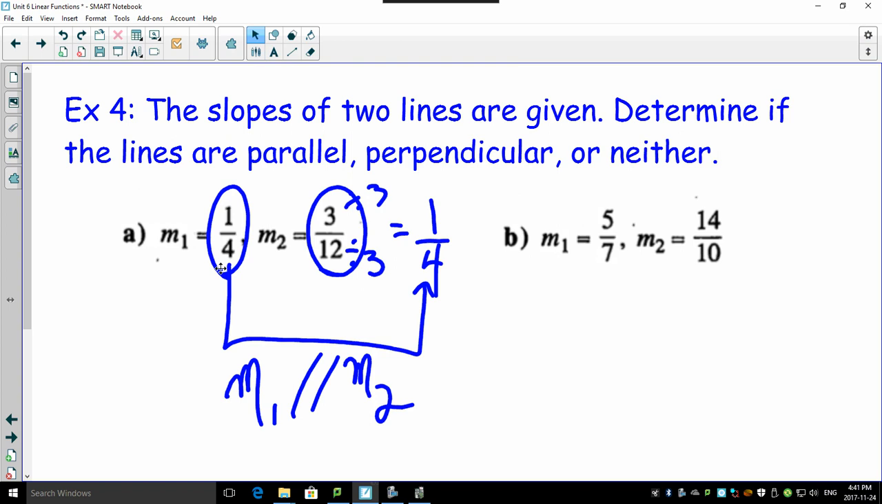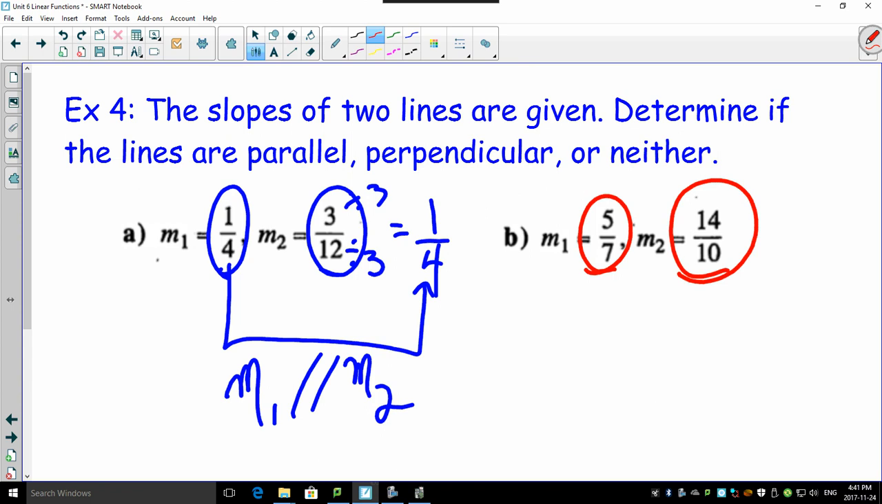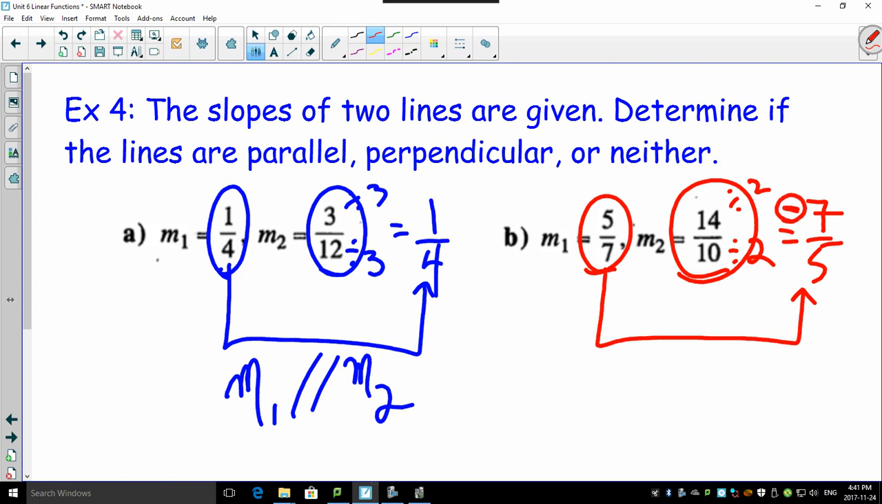Let's look at B then. Now, look at this one. This one says 5/7. This one says 7/10. Wait, we can divide this by 2 and divide that by 2. That gives us 7 over 5. And if you look, this is the reciprocal, but is it a negative? No, it's not. They're not negative of each other. If there was a negative up front here, then they would be perpendicular. So these guys, in fact, are neither. They're neither parallel nor perpendicular. They're just two different lines. That's it. So you see how it works?